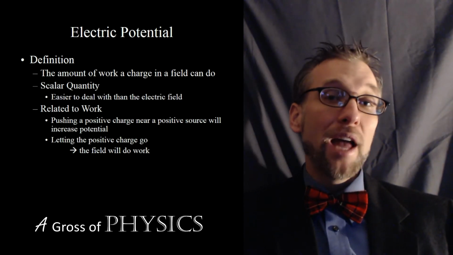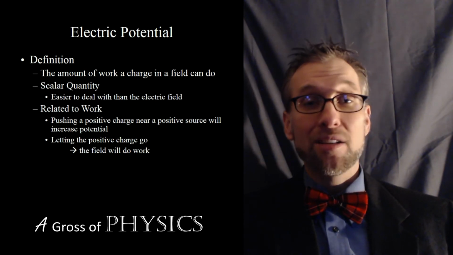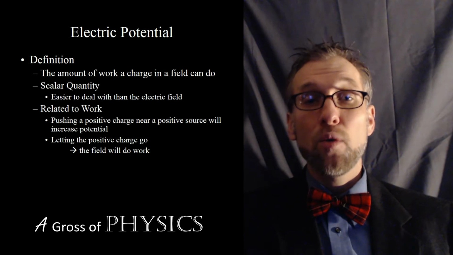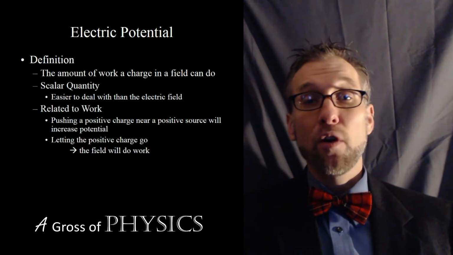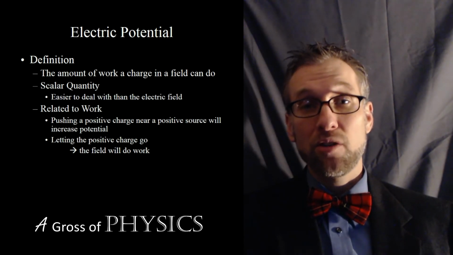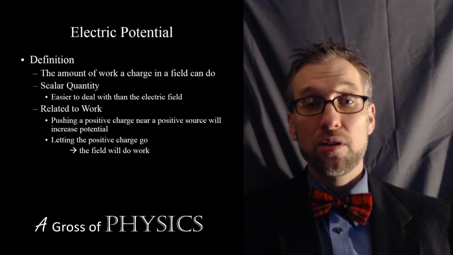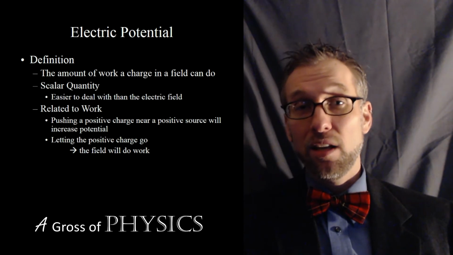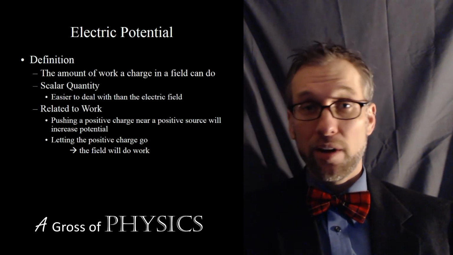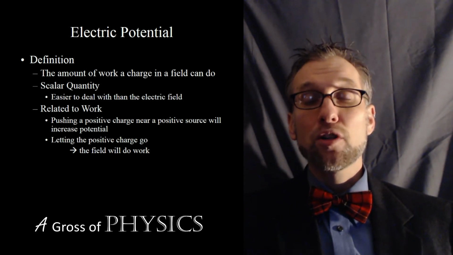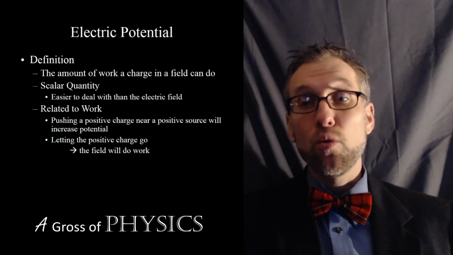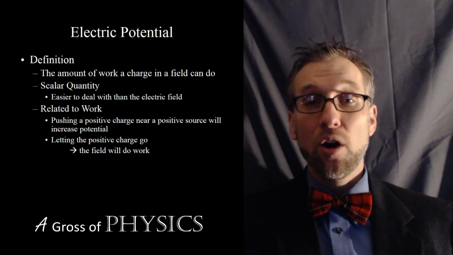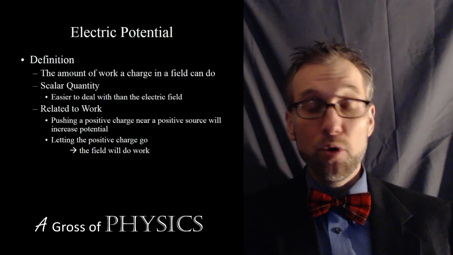Now, when I push that closer to the field because it's a positive field, that's going to increase the amount of work that the field's going to do on it when I let go. If I bring it farther away, I'm going to decrease the potential of that positive test charge. Consequently, if I have an electron and I place it in the electric field around a positive Van de Graaff generator, if I were to bring it farther away, I have to do work to pull it away, and then the field will do work when I let it go and cause that particle to move.